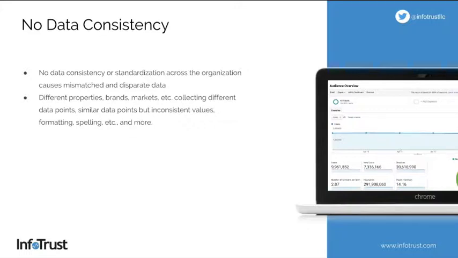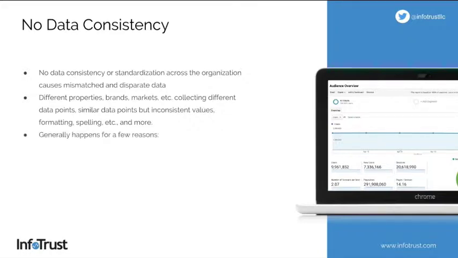When you think about it, you might have different properties or brands or markets, in terms of US, UK, Canada, something like that. All of them are collecting different data points. Those data points are going to have inconsistent values, formatting, and spelling. The American English version is a little bit different than the UK version. So there's going to be a lot of differences with that. We'll talk about some of this.